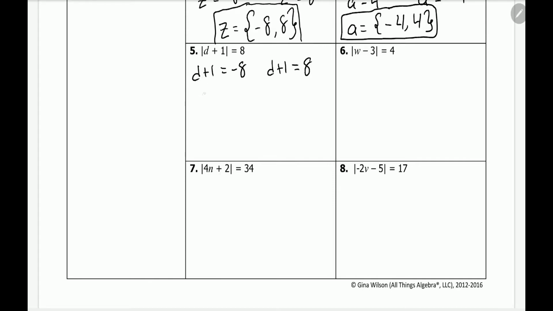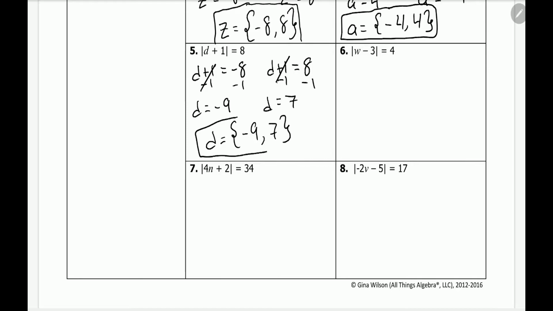Now we have to solve both of these equations. So we have d plus 1. We have to get rid of the plus 1, so we're going to subtract 1 from both sides. And this happens for both equations, so I'm going to do them at the same time. Plus 1 minus 1 cancels. We have d is equal to negative 8 minus 1. That's negative 9. And we have d is equal to 8 minus 1 is 7. So we have d is equal to, curly brace, negative 9, comma 7, curly brace. And that's our answer for number 5.